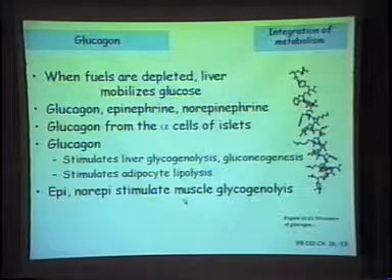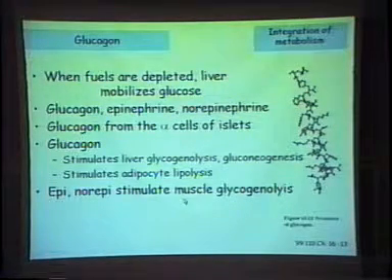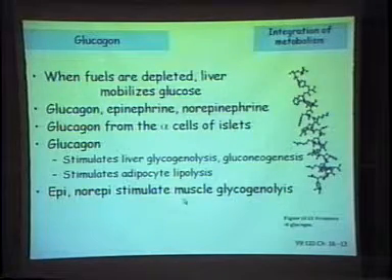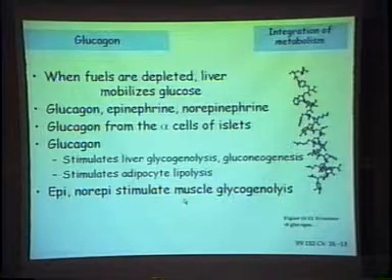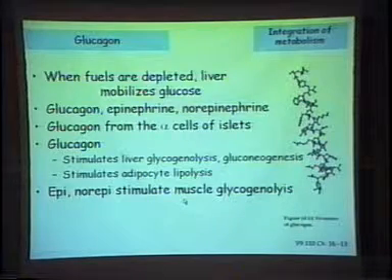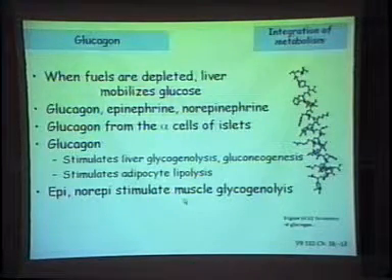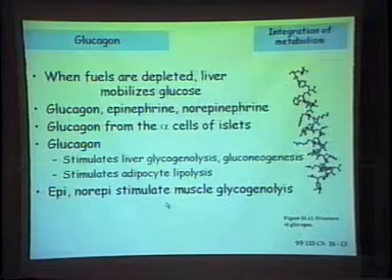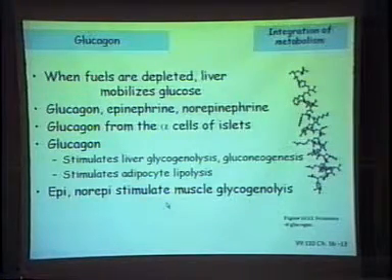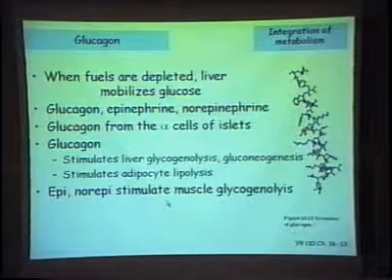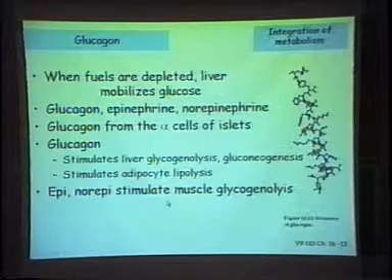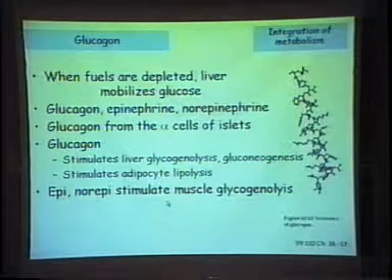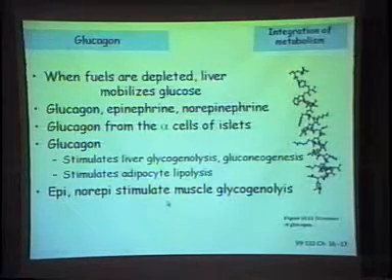So that's what happens when times are good. Insulin is the signal that fuels are abundant. Time to store, time to stave away somewhere. Don't use your own stores because good times are rolling. When you've depleted those fuels, when you've run through most of your glycogen, for instance, then the liver has ways to mobilize glucose in order to feed the rest of the body.